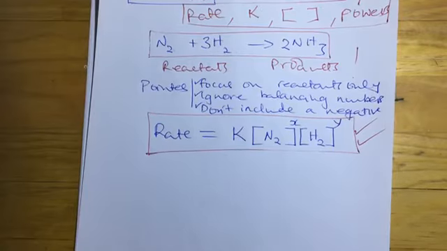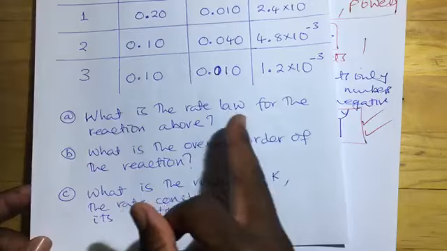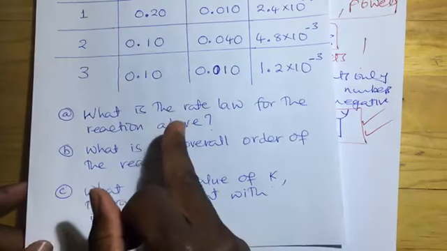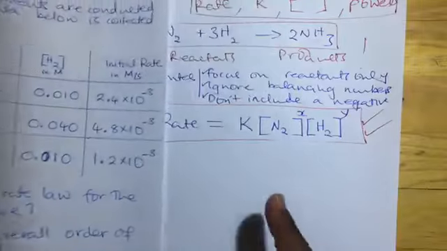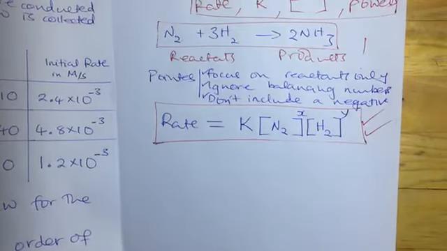You're done. That's part A. So part A was asking, what is the rate law for the reaction above? So the rate law basically is this expression before you find the x and y.